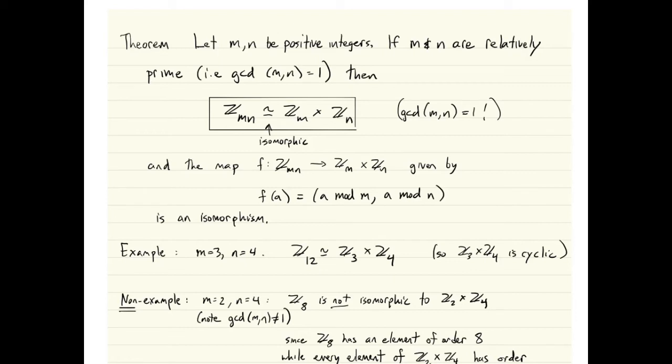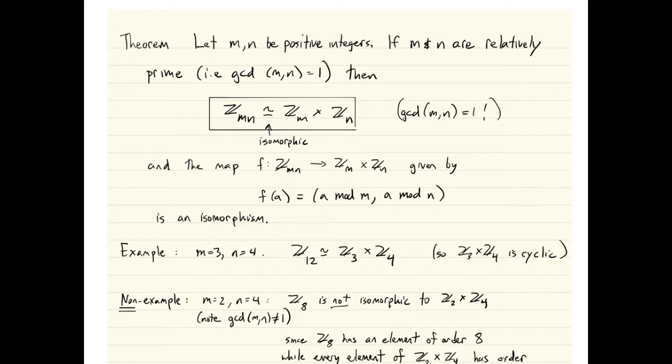In this video, I'm going to explain the following theorem. Let m and n be positive integers. If m and n are relatively prime, which is to say their GCD is 1, or another way of saying that is they have no common factor, then the group Z mod mn is isomorphic to the group Z mod m times Z mod n.